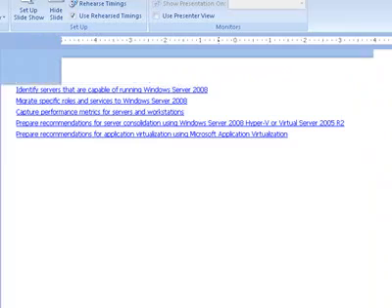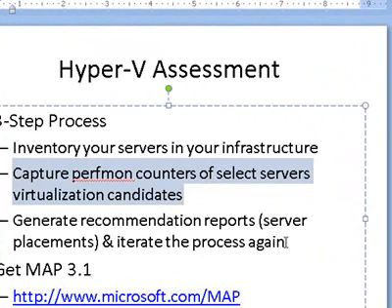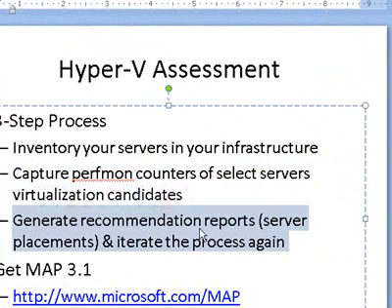If you recall, after capturing performance metrics, the last thing you want to do is generate the recommendation reports using the captured performance data. So let's do that. In this case, I'm going to open an already captured performance database. The last thing you want to do now is prepare a server consolidation report. First, you're required to determine what hypervisor technology you're going to use. In this case, let's choose Windows Server 2008 Hyper-V.